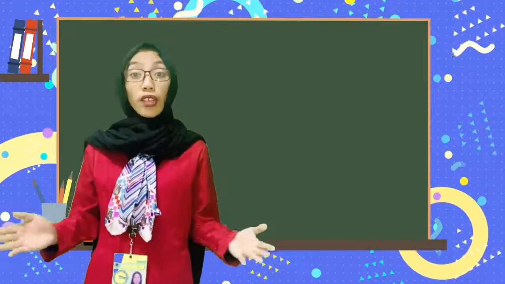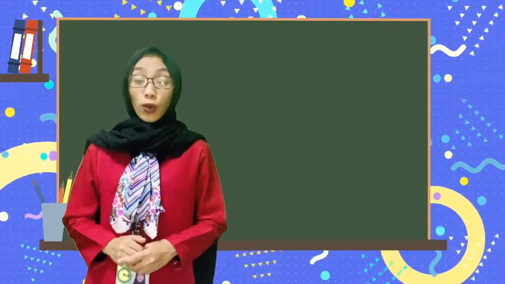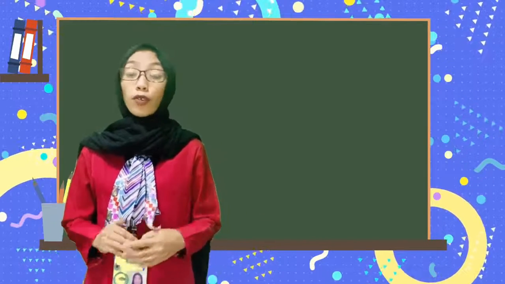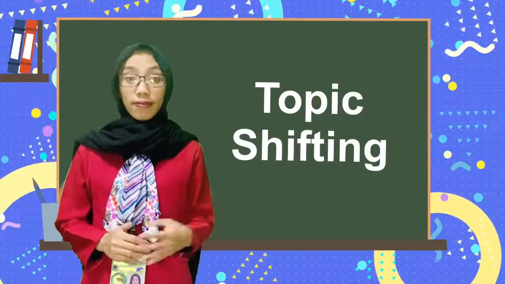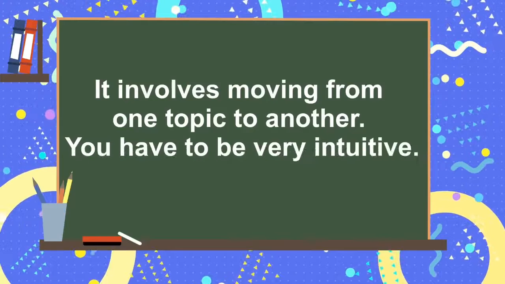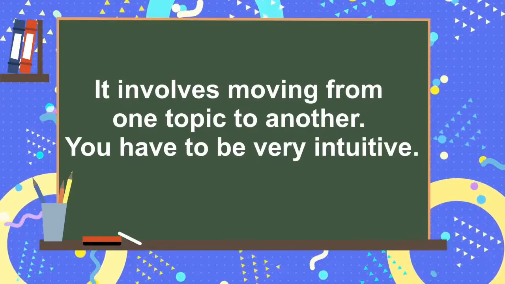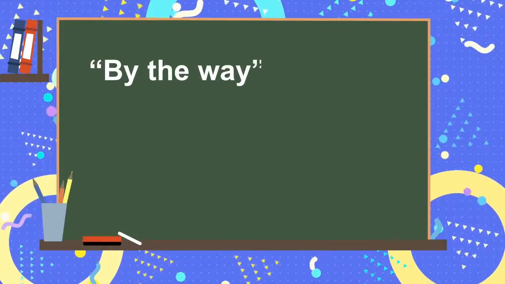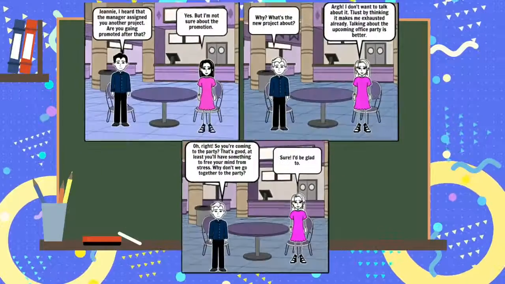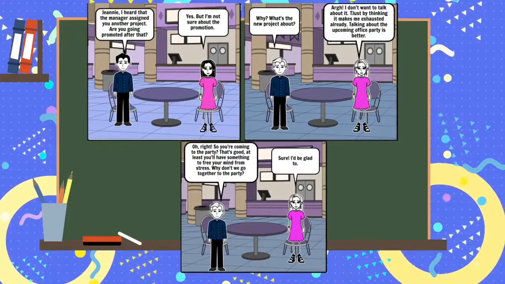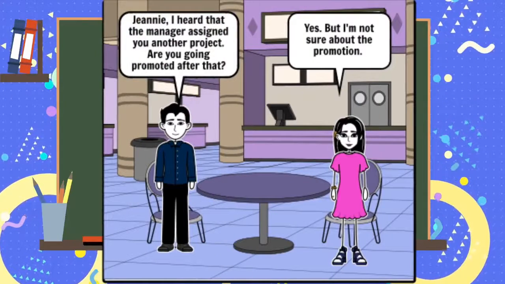Okay class, do you have any questions about it? Okay, I guess you don't have. So let us move on to another type of communicative strategies, which is called topic shifting. It involves moving from one topic to another. You have to be very intuitive. You may say, by the way, in addition to what you said, and the like. So here is an example that shows the type of communicative strategies which is called topic shifting.